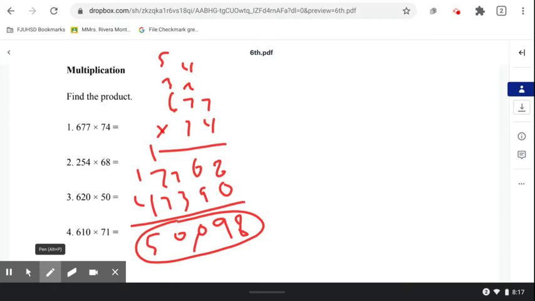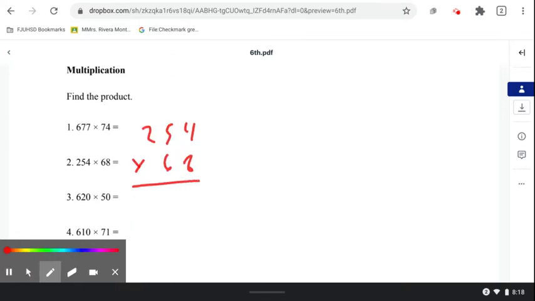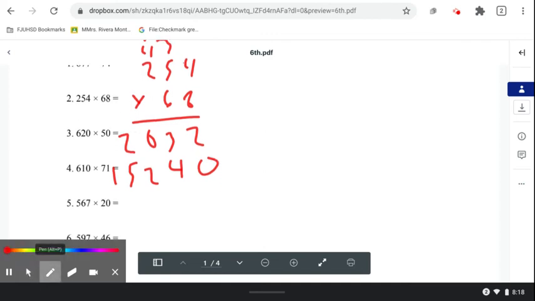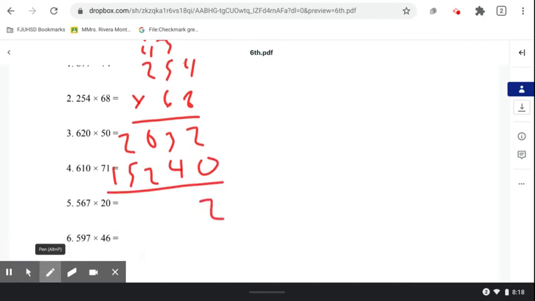Because this is just multiplication and it's really basic, we'll just do one more and then move on. So 254 times 68 is 17,272.